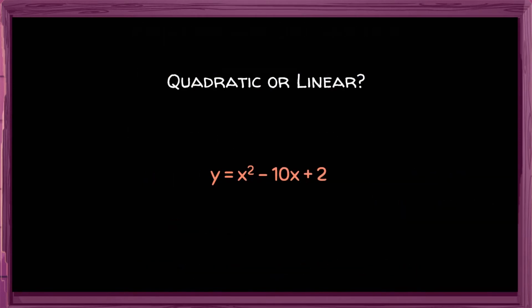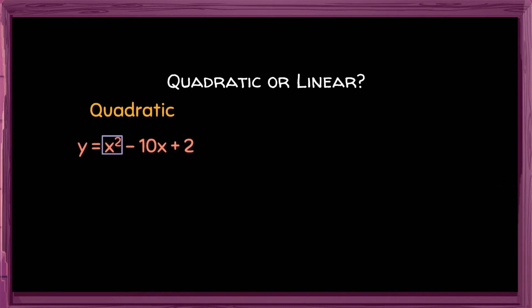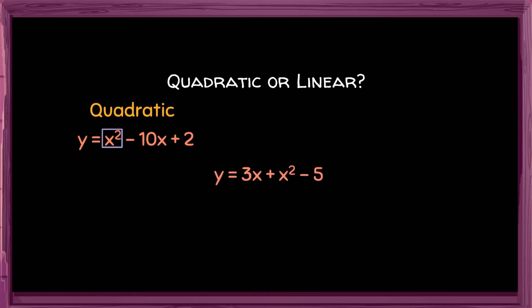So, is this a quadratic equation or a linear equation? It has an x squared, so it's a quadratic equation, right? Good, Codette. Here's a trickier one. y equals 3x plus x squared minus 5. Is that a quadratic equation? I'm definitely not sure. Well, it still has an x squared in it, so isn't it still a quadratic equation? That's right, Ruby. It's a quadratic.